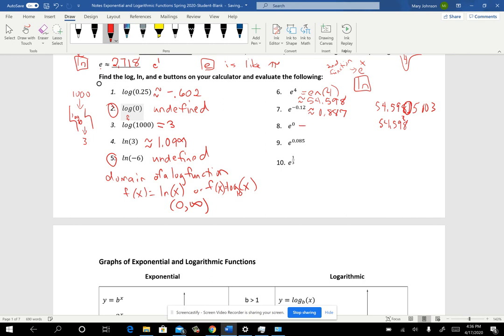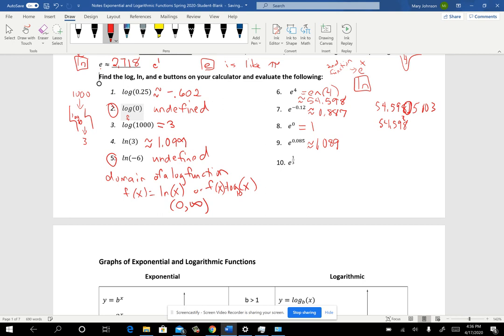Okay, e to the 0 when you do it, it's 1. But that's because anything raised to the 0 power is 1, except 0. Okay, and then if you do e to the 0.085, we wind up getting about 1.088, 1.089.